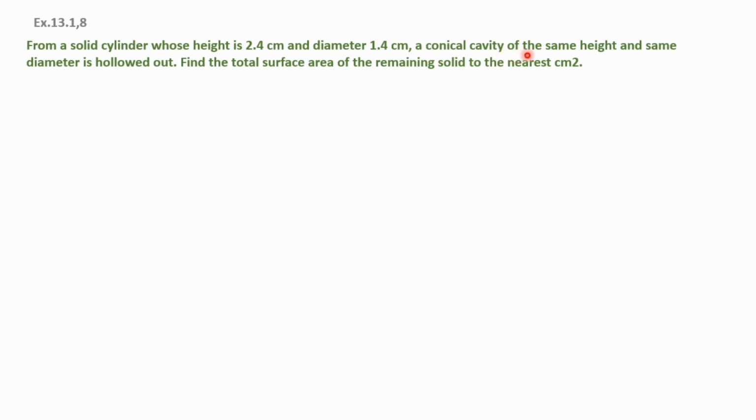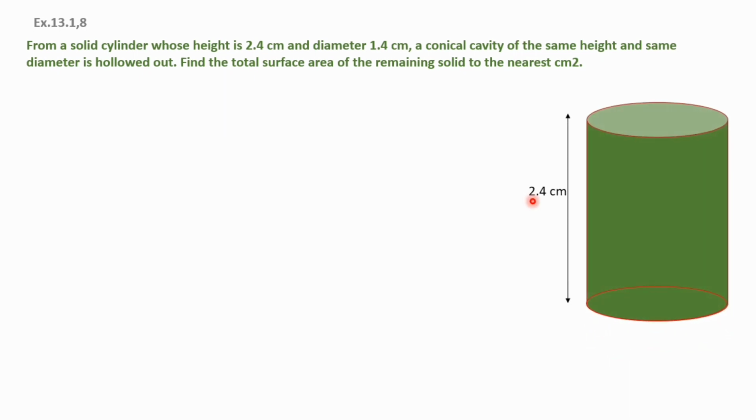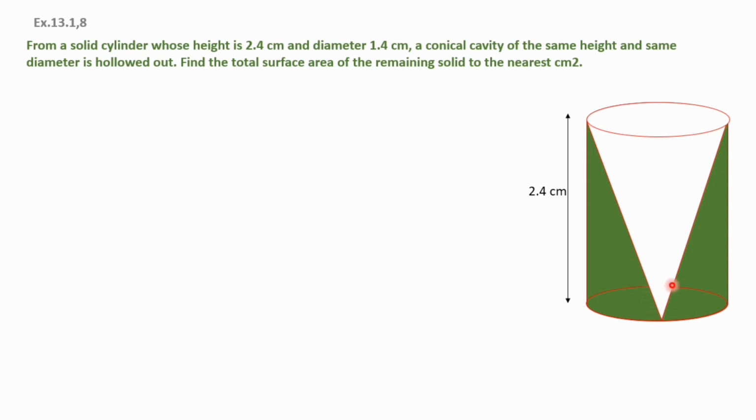A conical cavity of the same height and the same diameter is hollowed out. A conical portion is hollowed out. Hollowed out means removed, just like the previous depression question. So a conical portion is removed from the solid cylinder, and we need the total surface area of the remaining solid. Here there is a cylinder whose height is 2.4 centimeter, and a conical portion is cut out or removed from that cylinder.